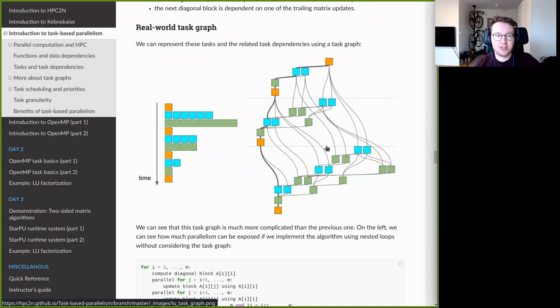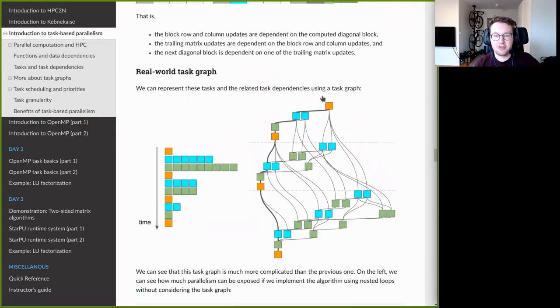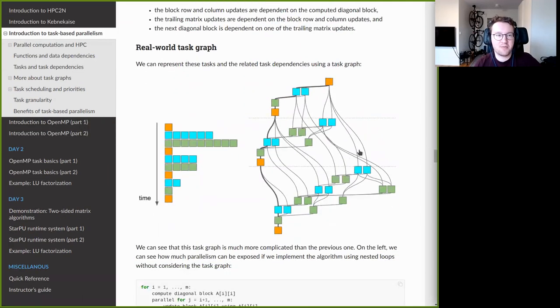So the situation gets a bit more complex, and now you might understand why you need the runtime system to do these deductions for you. Because here, the only thing you have to say to the runtime system is that there is this task here, and this is the input, and this is the output. And the output from this task goes to these tasks here, and then the output from these tasks goes to these tasks here. And then the runtime system will automatically derive this dependence pattern for you. You don't have to do this manually.